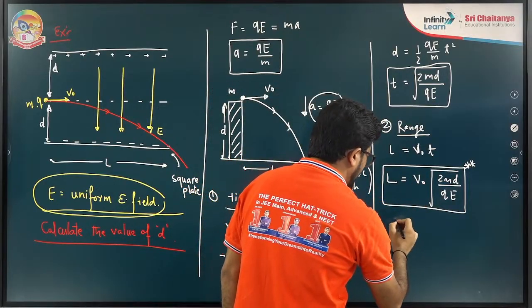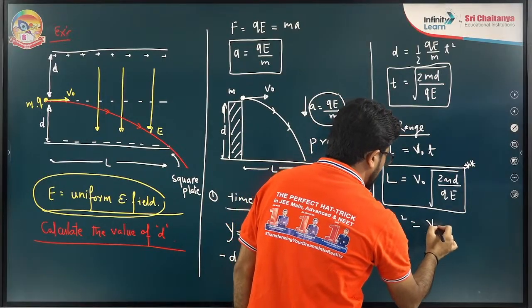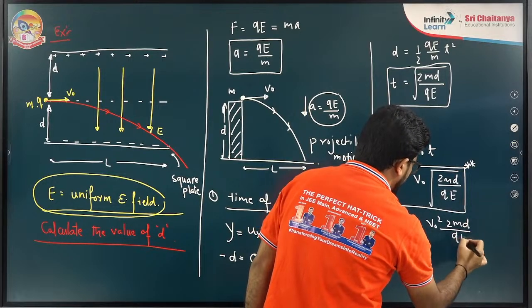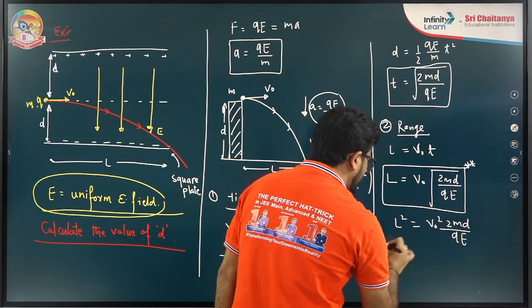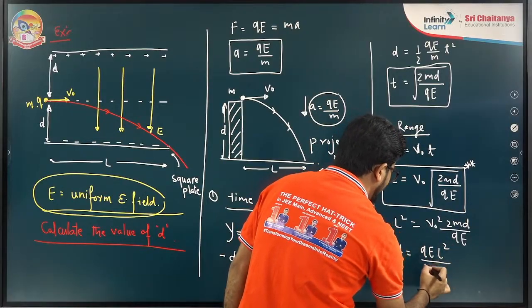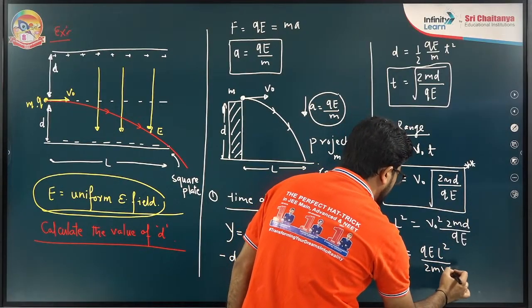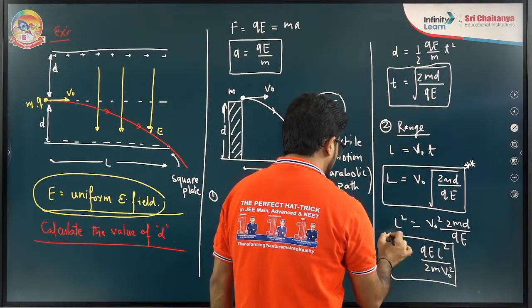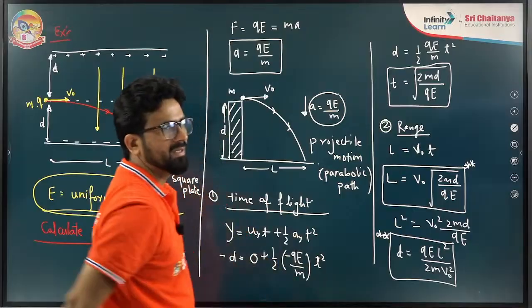That would be L square is equal to V naught square into 2m into d divided by QE. So what is the value of d? d is equal to QE into L square divided by 2m into V naught square. That is the d value. Nothing is difficult. It is the separation between the plates.